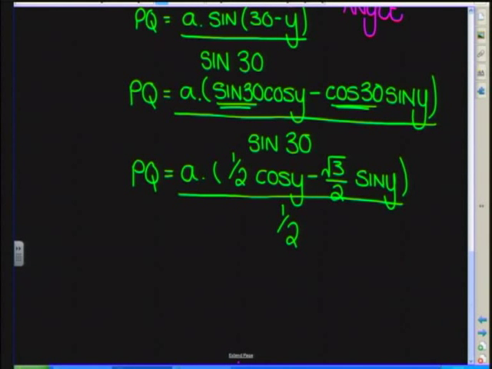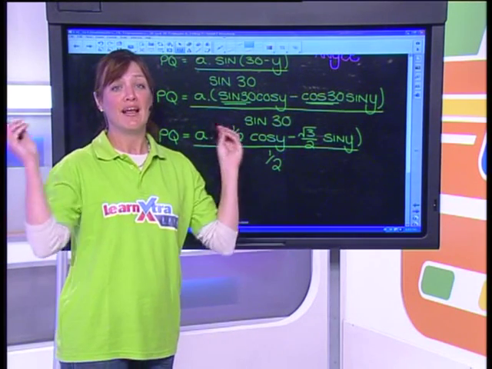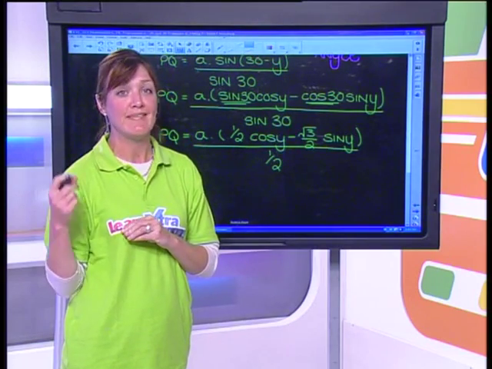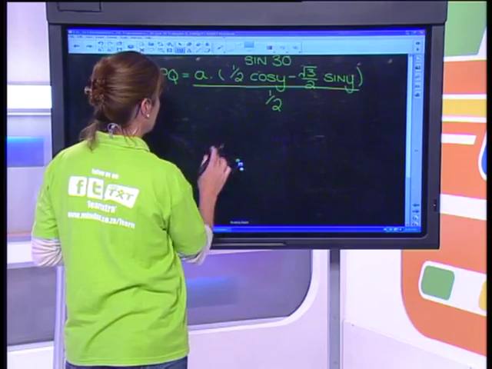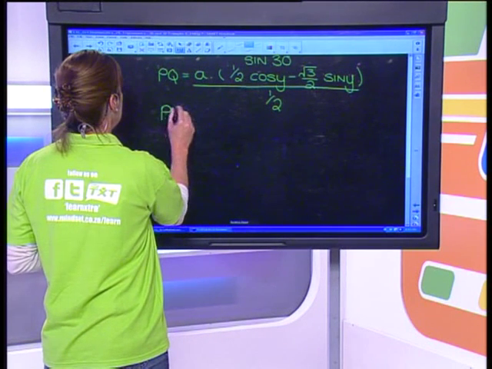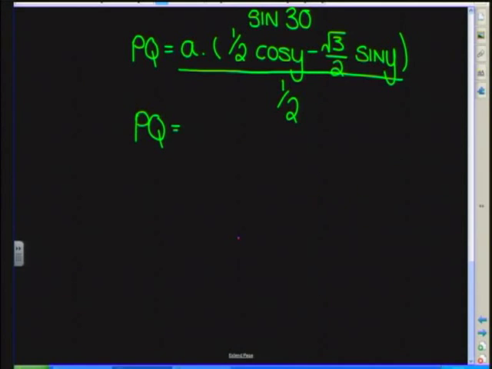Okay. Right, so far I hope you guys are following what we're doing over there. So I've expanded it as a compound angle. I've substituted or replaced my special angles. Now we just have to simplify. So let's see what we've got here. PQ is now equal to, do you guys agree with me that I could actually take out a common factor here? And that common factor is going to be a half.